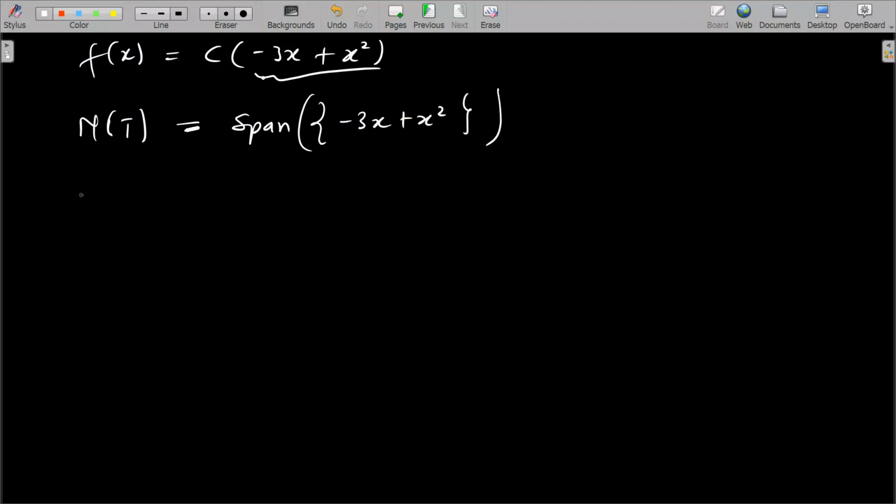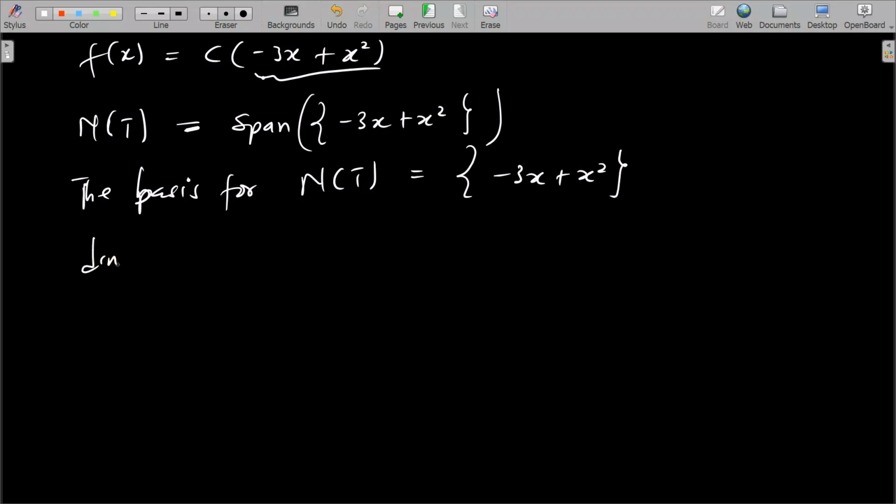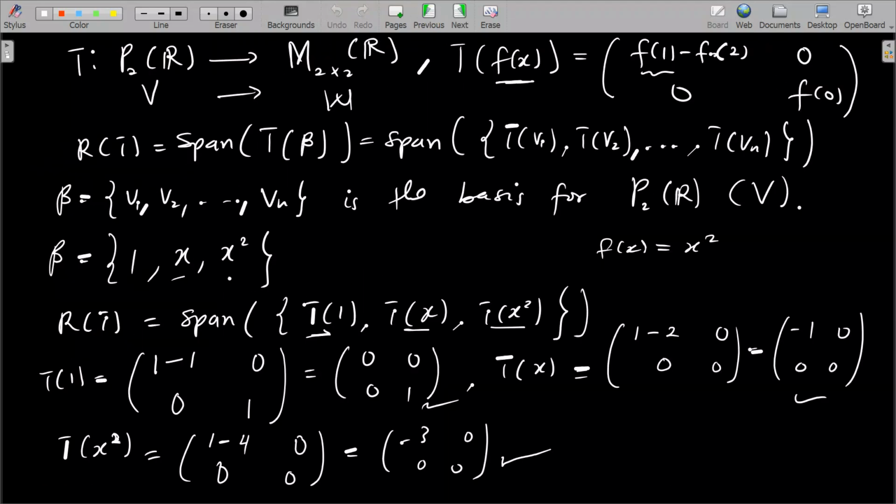So what is the dimension of this? It means the basis for the null space of T is equal to the set negative 3x plus x squared. So what is the dimension of the null space of T, which we can call the nullity of T? How many vectors do you have in this set? It's just one. Remember, this is plus, this is not a comma. If it was a comma, then you have two things. So we have one.